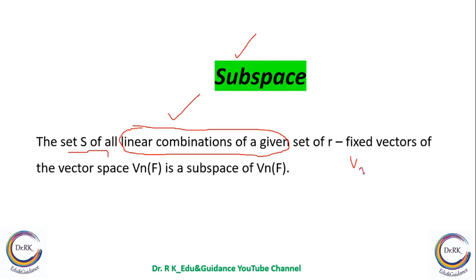So V over F is a vector space consisting of many vectors, x1, x2, x3, and so on. And if we take a set S consisting of all possible linear combinations of these vectors, then S is called the subspace.